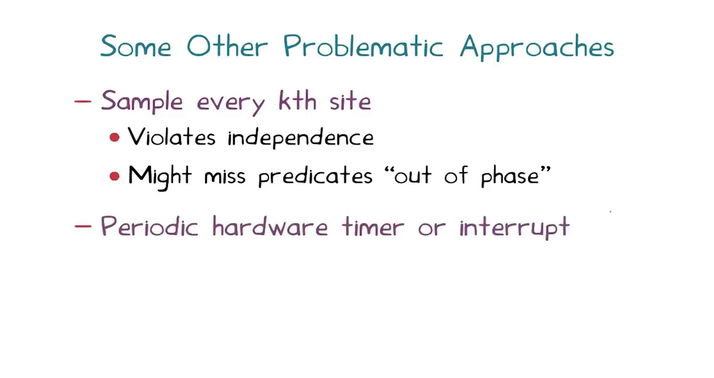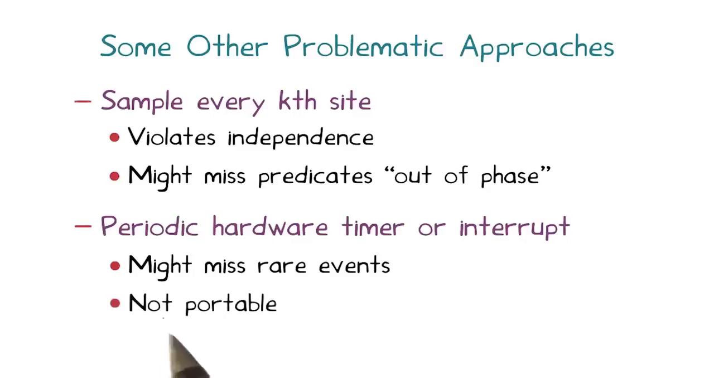Another idea is to use a periodic hardware timer or an interrupt to decide when to sample a site. While this approach may suffice when hunting for large performance bottlenecks, however, it may systematically miss rare events. Also, this approach is not portable across systems using different hardware.